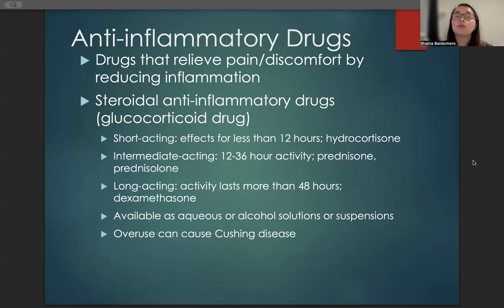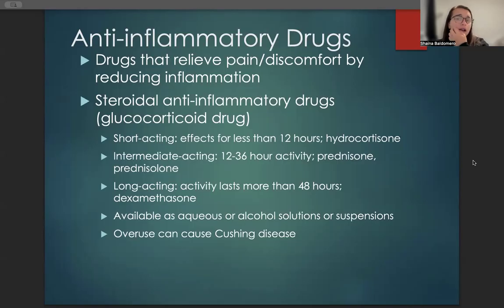There are steroidal anti-inflammatory drugs, which are anti-inflammatories that include a steroid. And then there's non-steroidal, which is another anti-inflammatory but doesn't have that steroid. Now, steroids can be really beneficial. For example, glucocorticoid drugs that we commonly give, such as hydrocortisone. We can give prednisone, prednisolone, dexamethasone, a lot of different steroids under that category.